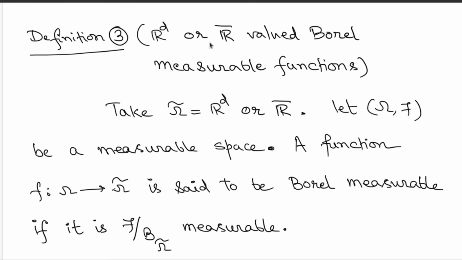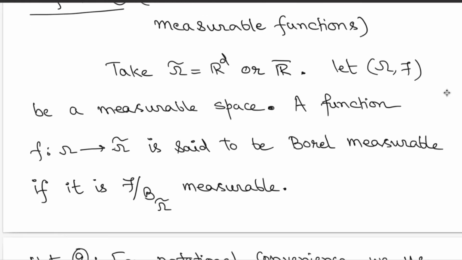So we are going to look at these R^d valued or R bar valued measurable functions, and we are again going to call them Borel measurable functions. So what are these? Take omega tilde to be either R^d or R bar, the extended real line, and let (omega, F) be the measurable space, so that is on your domain side. On the range side you are going to put omega tilde.